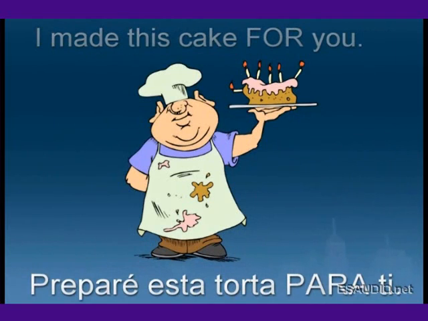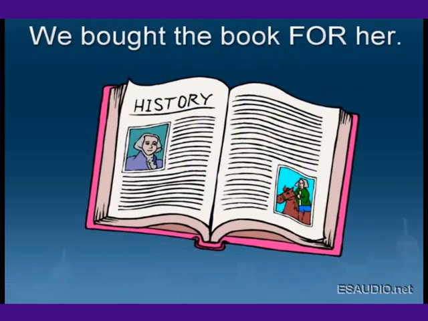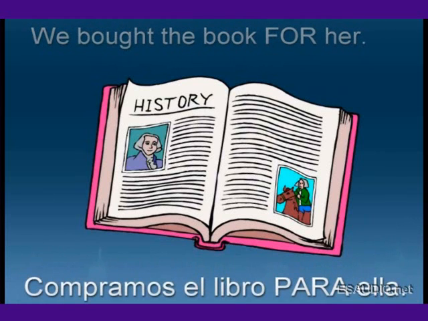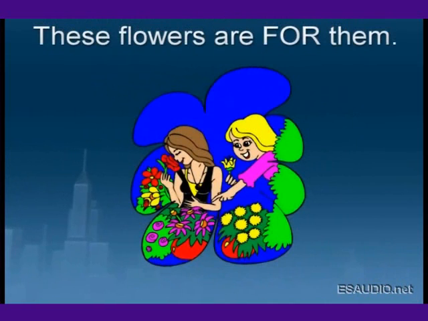Another example, we bought the book for her. Compramos el libro para ella. She receives the book. She's the recipient of the book. Consequently, ella is introduced by the preposition para. These flowers are for them. Again, they receive the flowers, so actually we say, estas flores son para ellas.